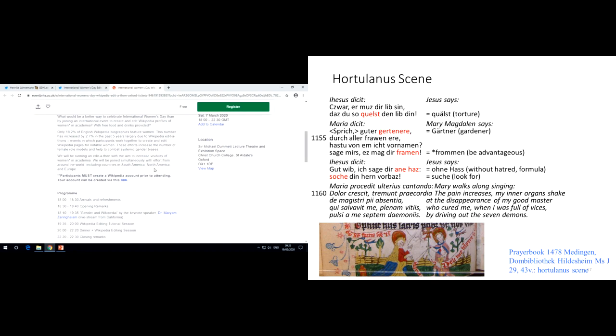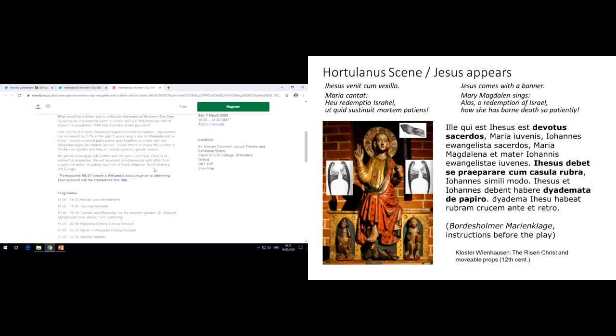So the person who is Jesus should be a devout priest. Mary should be played by a young man, juvenis. And also John the Evangelist, Mary Magdalene, and the mother of John the Evangelist, they should all be played by juvenile young men. Jesus ought to prepare himself with a chasuble, so a large liturgical garment, which would be worn by the priest for the high feast, with a red chasuble.